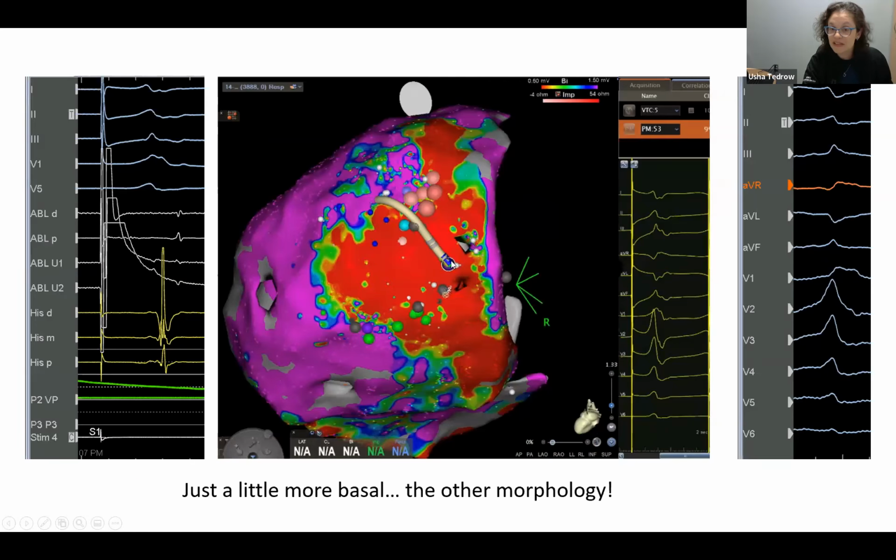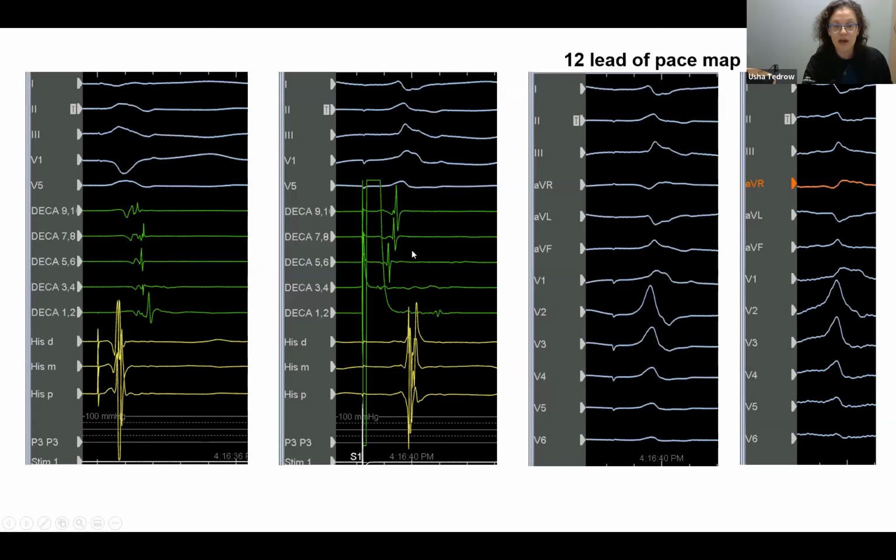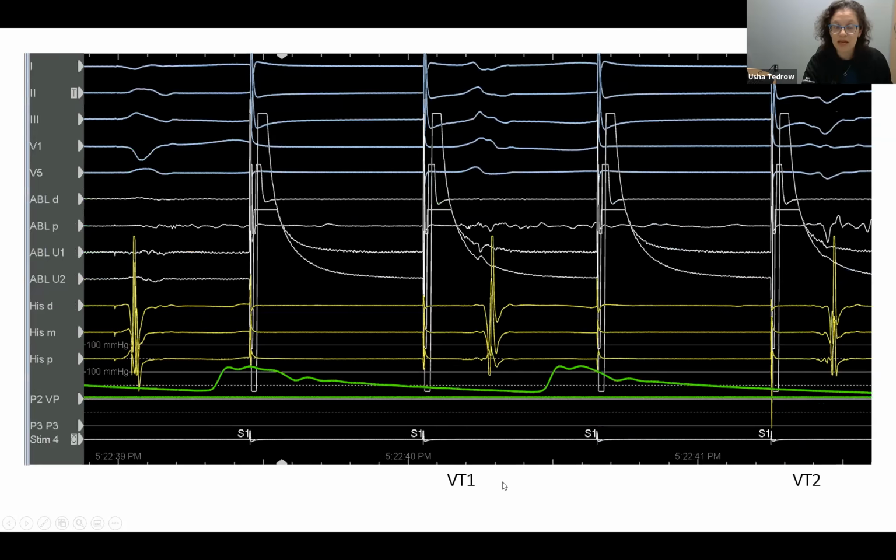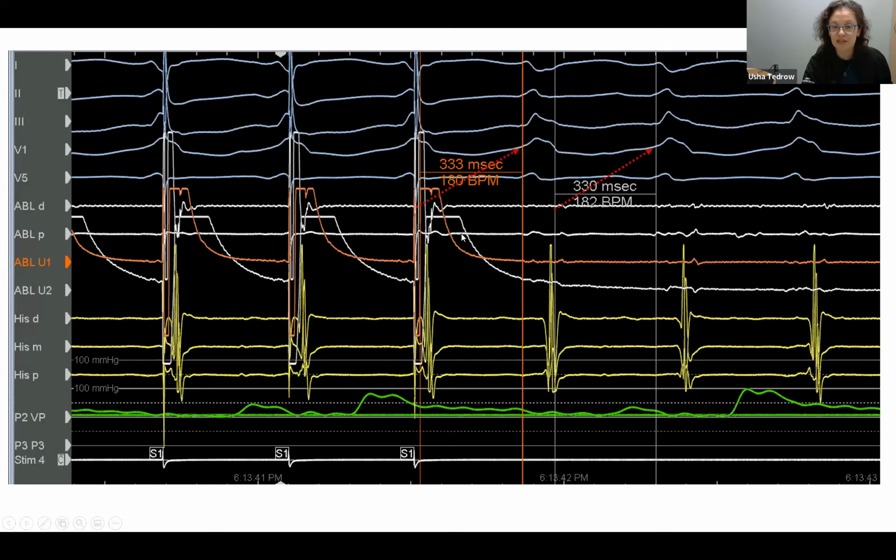And then just a little bit up from that, so like from here to here, you could also get the VT1 morphology as well. So we mapped with a decapolar catheter rather than a pentaray, but we were able to identify a little channel that went through that really little region of the scar. It paced a lot like the first VT morphology from there. So we thought, great. We even found a spot that we could get it to exit like both VT morphologies, one like VT1 and one like VT2. So we were so excited. We thought it was going to terminate from there.